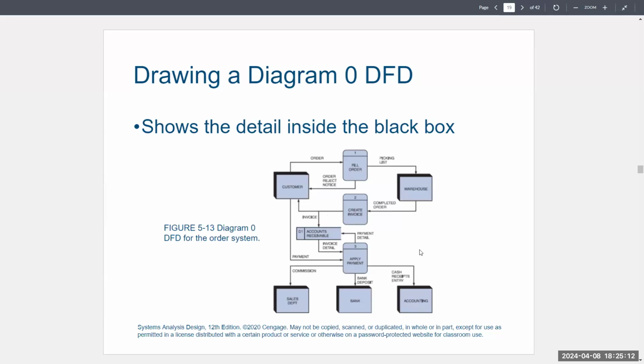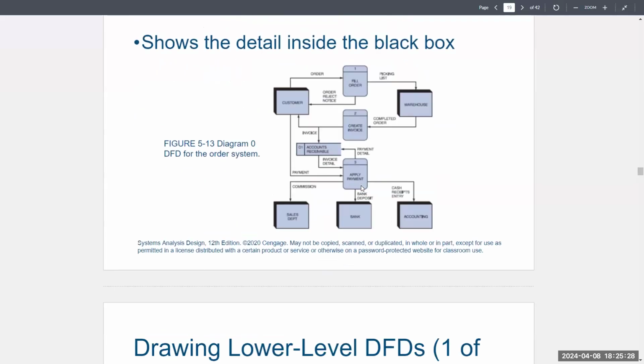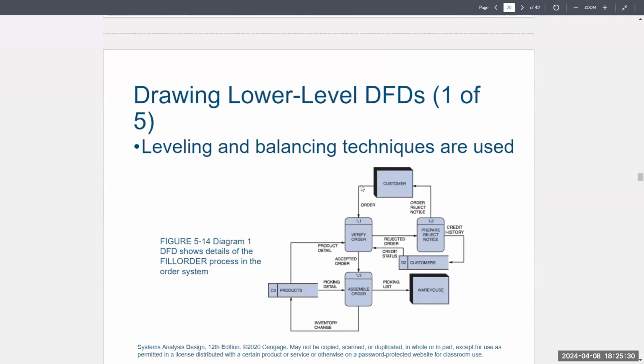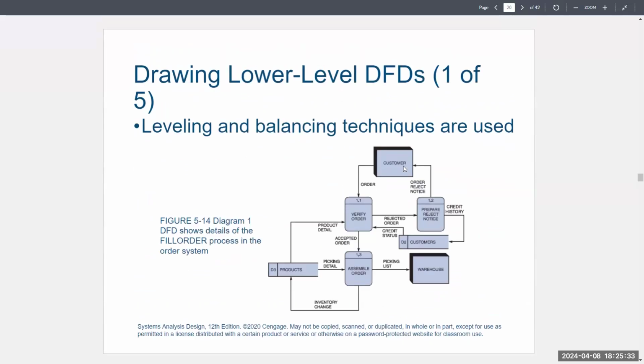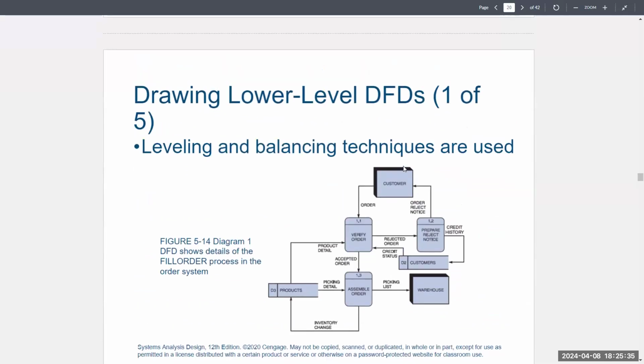That's a diagram 0, but as you can imagine, now I can have a diagram 1 that talks about, within create invoice, what are the different steps. And those will be numbered what? Maybe 2.1, 2.2, 2.3. Same thing with fill order, right? 1.1, 1.2, 1.3. And that's an example of the second level, right? And they're talking about leveling and balancing techniques. If they are used, then it will all come together as you go to the different levels.